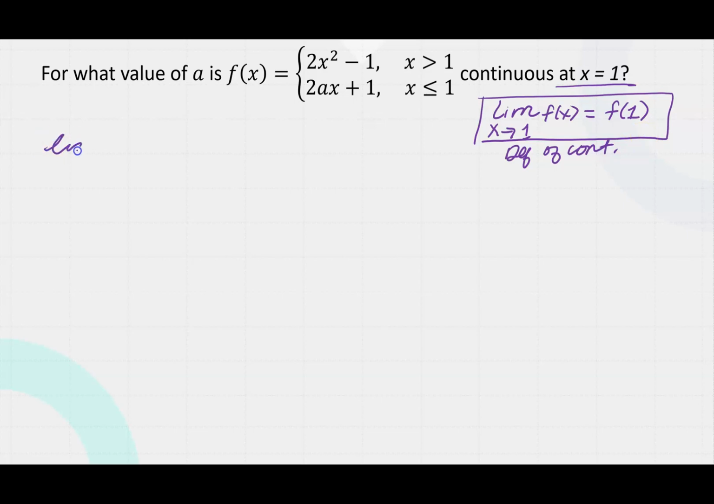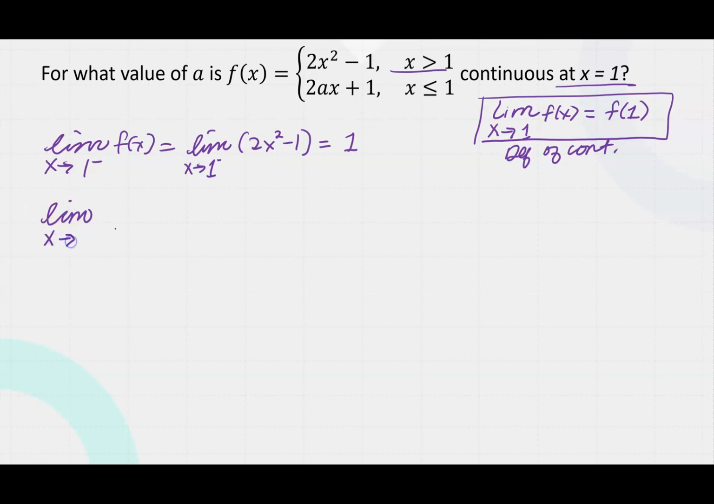So if we look at this here, we would say limit as x goes to 1 from the left-hand side of f of x. Approaching from the left, I'm talking about the top branch there. We're talking about the limit as x goes to 1 from the left of 2x squared minus 1. If we plug in the 1, we get 1 squared is 1, times 2 is 2, minus 1 is 1. So in order for this to be continuous, there must be a limit.